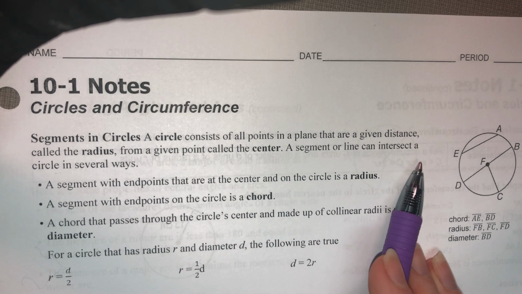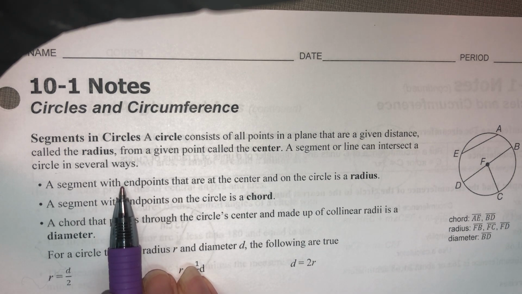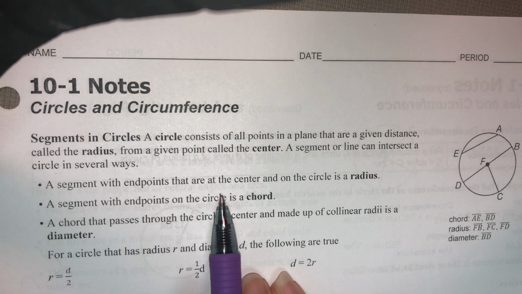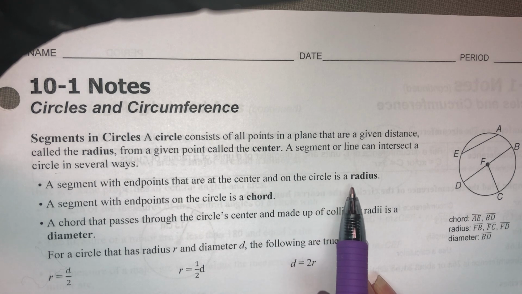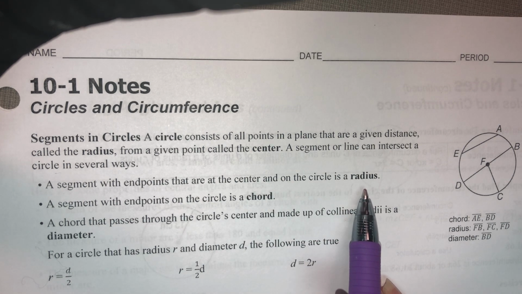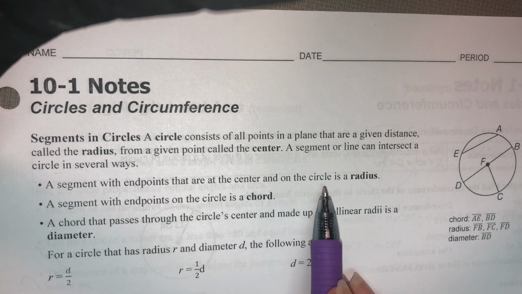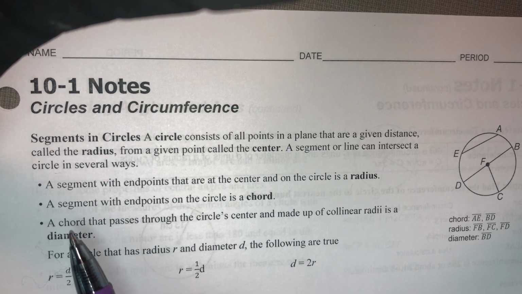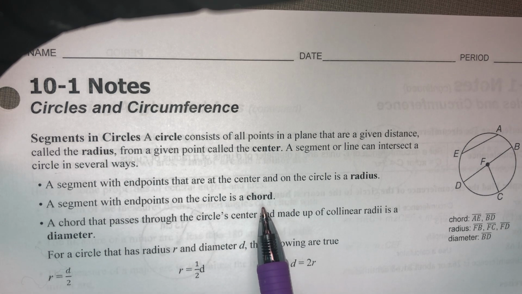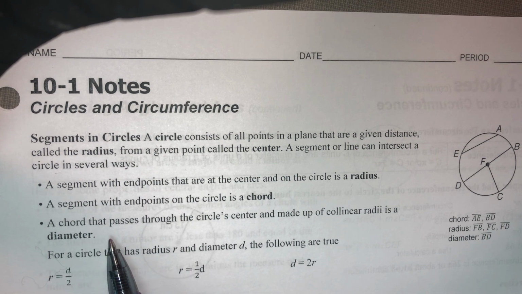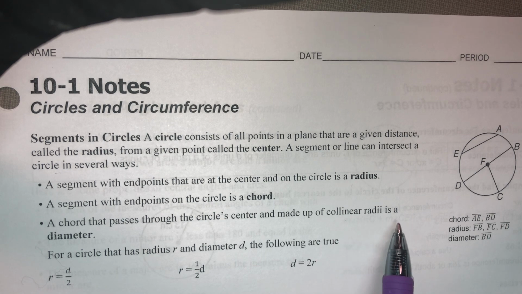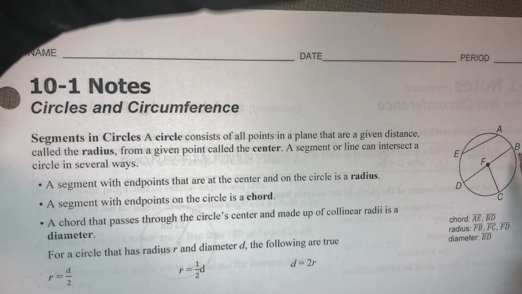A segment or a line can intersect a circle in several ways. A segment with endpoints that are at the center and on the circle is called a radius. A segment with endpoints on the circle is a chord. So from A to E is a chord. A chord that passes through the circle's center and is made up of collinear radii is a diameter. So from B to D is a diameter. It goes all the way across through the center.